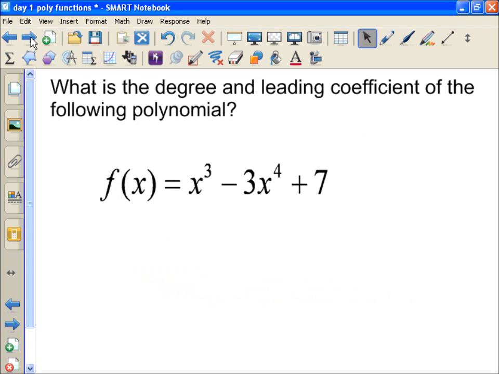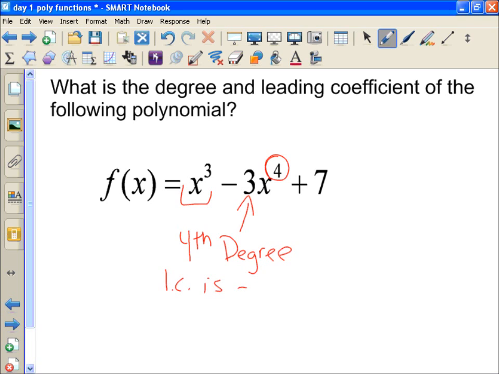So why don't you guys look at this problem and say, I want to know what is the degree and what is the leading coefficient of the following polynomial. The most common mistake is people look at the first term. But if you'll notice, this is the highest power. So it is a fourth degree polynomial. And the leading coefficient is -3. So it has a negative leading coefficient.